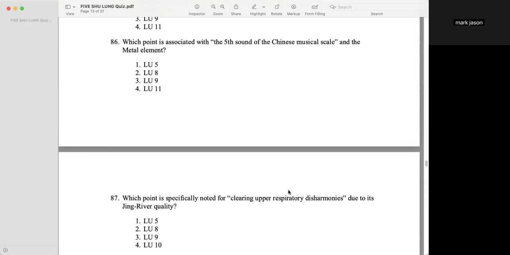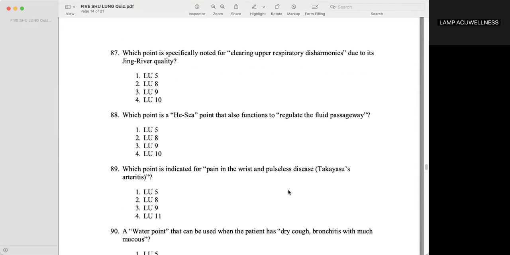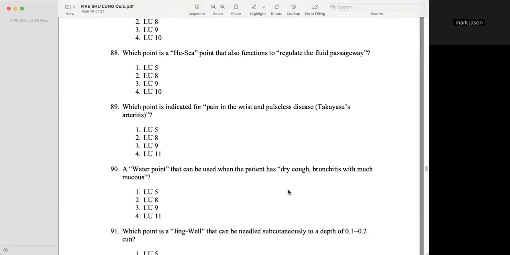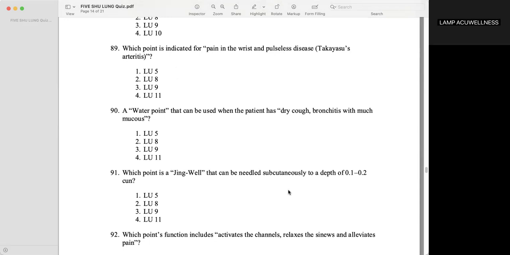Lung 11. Which point is specifically noted for clearing upper respiratory disharmonies due to its Jing-River quality? Lung 8. Which point is a Huiyi point that also functions to regulate the fluid passageway? Lung 5. Which point is indicated for pain in the wrist and pulseless disease or Takayasu's arteritis?